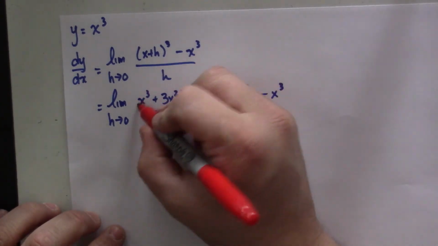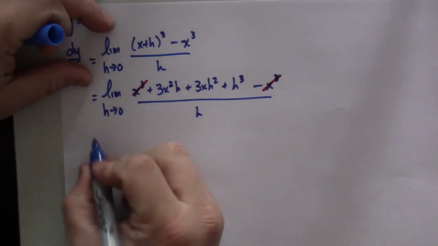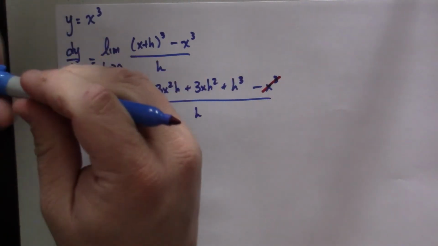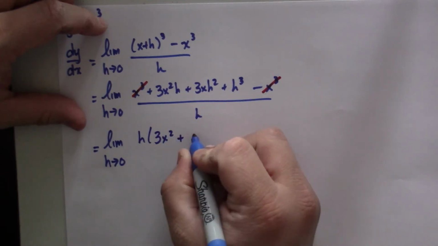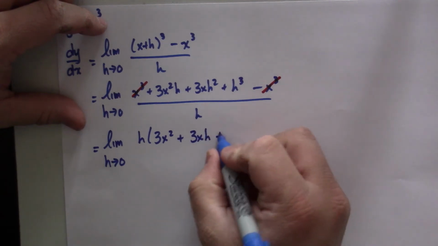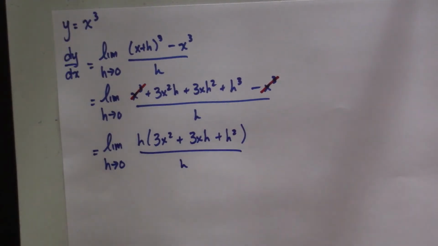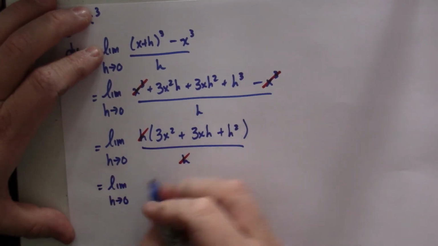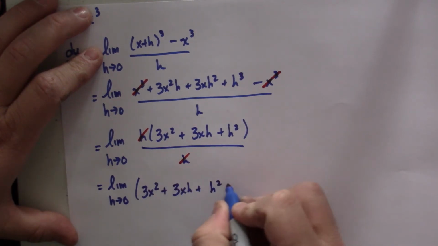Well, looky here. Cancels. So far so good. And I'm going to go ahead and take that step where I factor out the h before I do anything. Limit as h goes to 0 of h times (3x squared plus 3xh plus h squared) over h. Taking the limit so I can get rid of the h's, leaving me with the limit as h goes to 0 of 3x squared plus 3xh plus h squared.